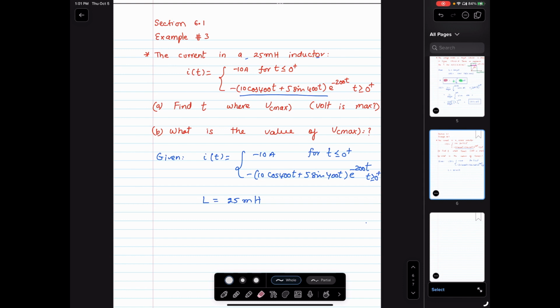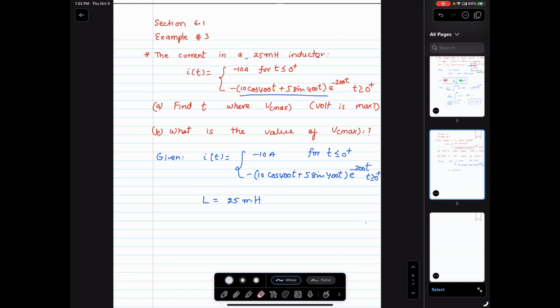Section 6.1, example number 3. The problem says the current in a 25 millihenry inductor is known, and it is given to be negative 10 amperes for t less than or equal to 0, and negative 10 cosine 400t plus 5 sine 400t times e to the negative 200t amperes for t greater than or equal to 0 plus. So the current expression is given.